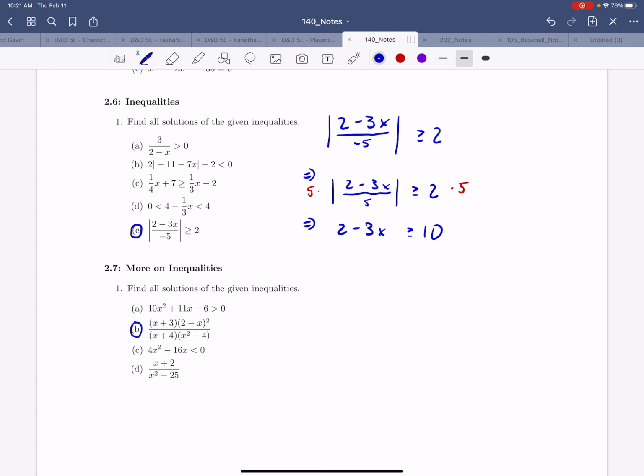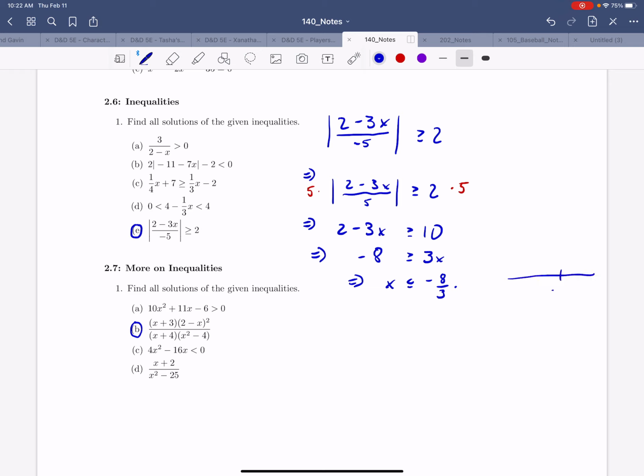And at this point, we're just going to add 3x to both sides, subtract 10. I think we're going to get negative 8 greater than or equal to 3x. I think we can see this implies that x is less than or equal to negative 8/3, if I just sort of flip everything. Okay, so that's our answer. x is less than or equal to negative 8/3.